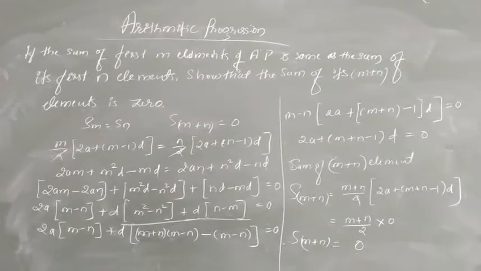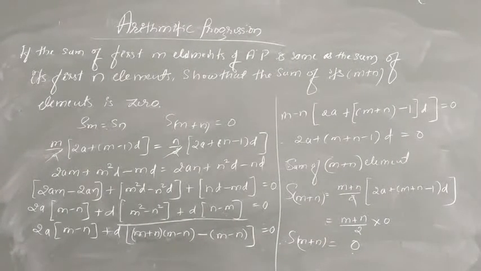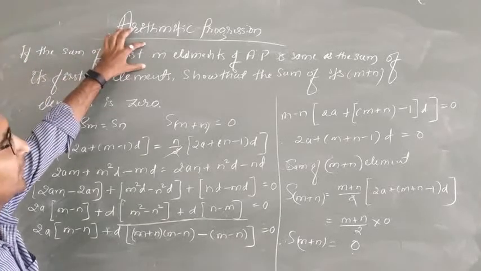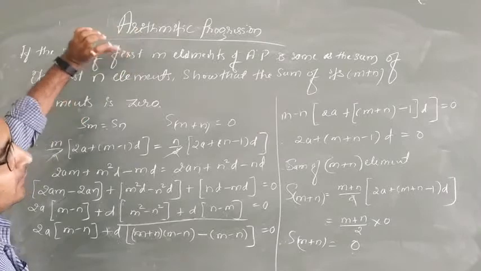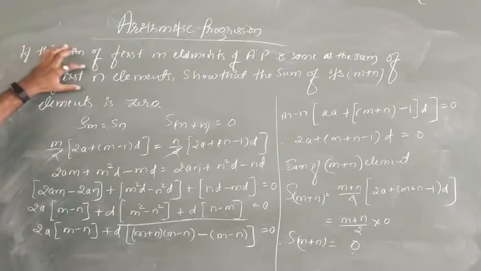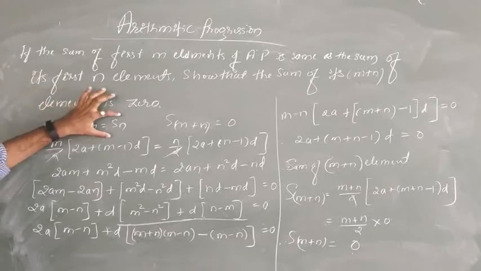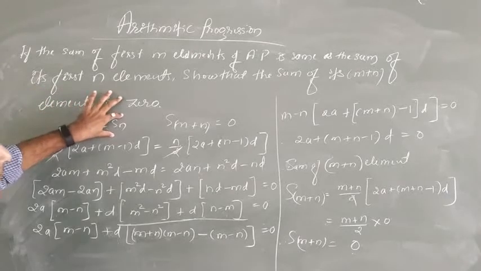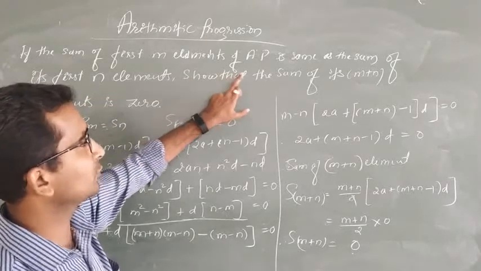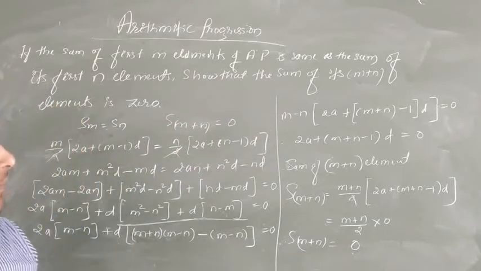This is a very simple question, and this type of question they may ask for 3 marks, remember. Okay, so again I am going to explain this. Here what they have given in the question is that the sum of the first m elements of an AP is the same as the sum of the first n elements. Both are having the same sum. Show that the sum of its m plus n elements is 0.